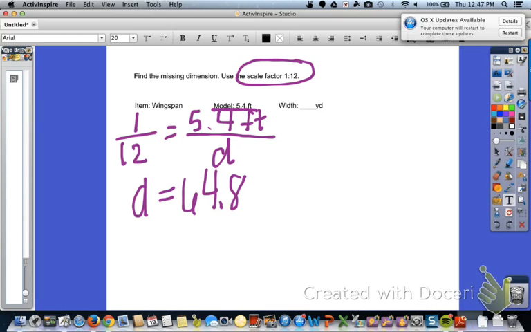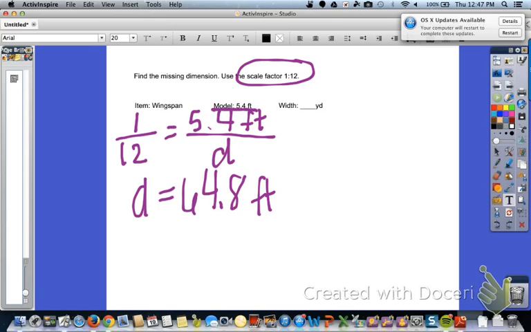Now what is our unit? Our unit is feet because that is the only unit that we have in this problem. Our answer is looking for yards. So how are we going to change feet into yards? Well, we're going to use a conversion, through proportion. So what do we know about the relationship between feet and yards?